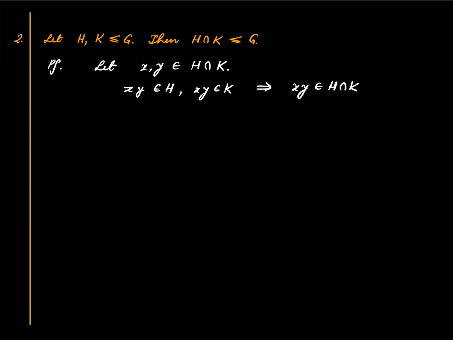All right, what about inverses? Well, let x in H intersection K be arbitrary. Then x inverse, well again, since x is in H intersection K, it is in H, and hence its inverse is also in H because H is a subgroup. And similarly, its inverse is also in K, because K is a subgroup, which implies x inverse is in H intersection K. So that's it. Therefore, this is closed under the binary operation as well as taking inverses, and hence this is a subgroup. Great.